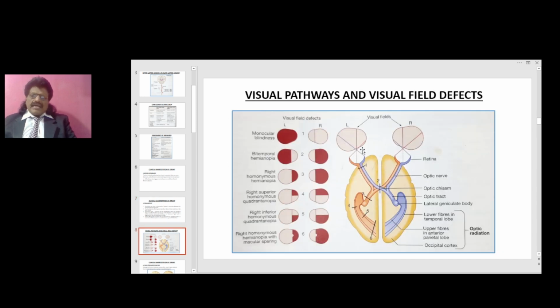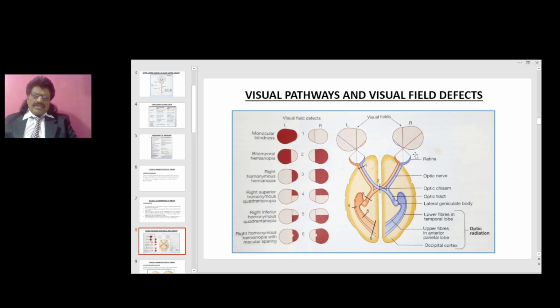So this is the diagram. The left eye, the right eye, these are the visual fields. The nasal fibers represent the temporal field. Temporal fibers represent the nasal field. And the nasal fibers cross over to the opposite side. It goes to the lateral geniculate body, and from there the superior radiations, and then the lower fibers in the temporal lobes, they go to the occipital lobe.